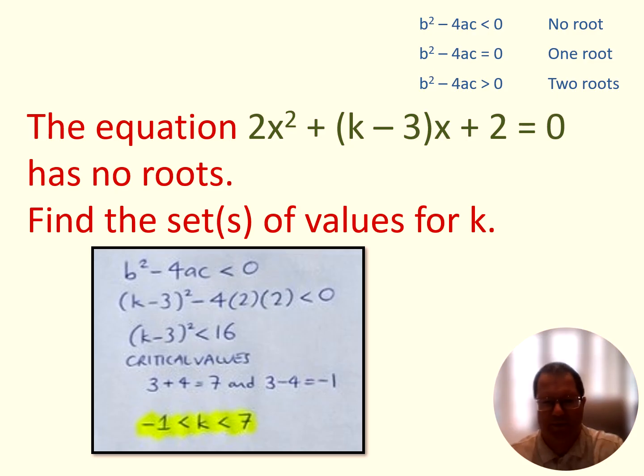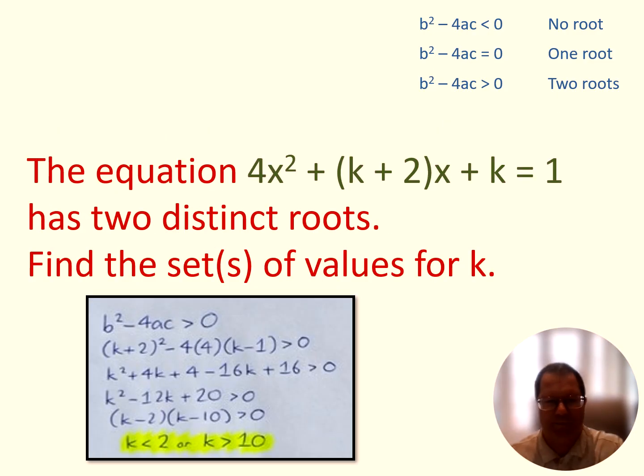So no roots means that b squared minus 4ac is less than 0. Substituting b as k minus 3, a as 2, and c as 2, we end up with k minus 3 squared is less than 16. We could rearrange that and factorize it if we wished, but basically that means that k minus 3 critical values is either 4 or -4. So our critical values are 7 and -1. So k is going to be between -1 and 7 because it's a negative inequality.